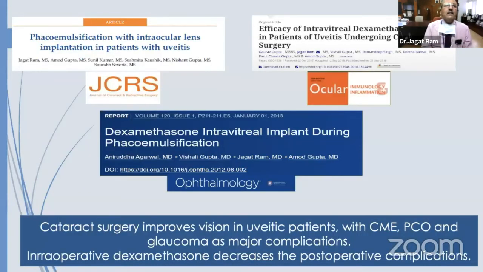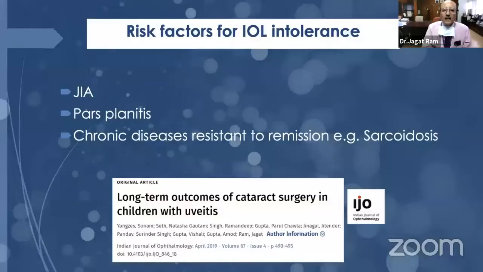And these are some of the studies showing that intravitreal dexamethasone implant is required in several of the patients where there is chronic uveitis. And these are the cataract patients. They improve their vision, and there may be some of the post-operative complications such as CME, PCO, and glaucoma, which we have to monitor in the post-operative period.